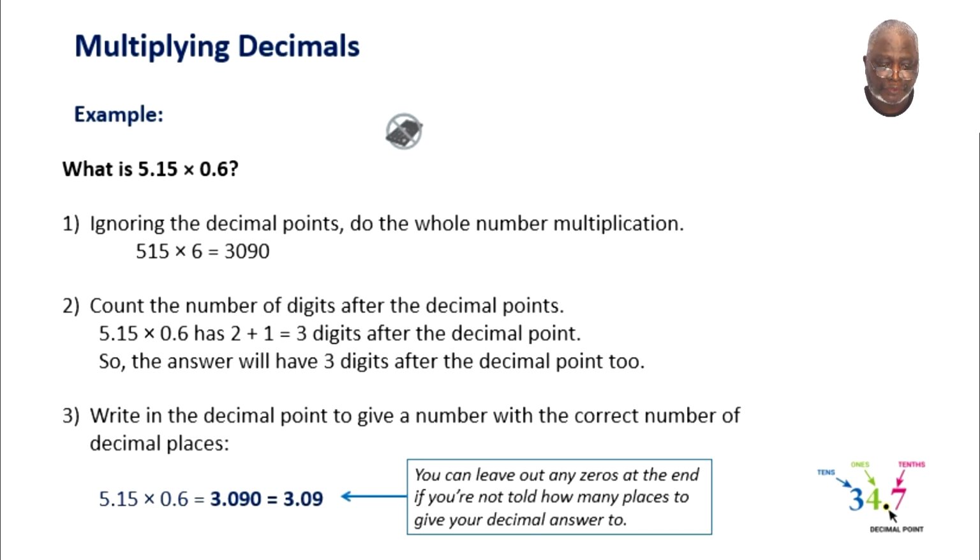You can leave out any zeros at the end if you're not told how many places to give your decimal answers to. In an exam, usually you have an option if you're told, but if you're not told, you don't have any option.